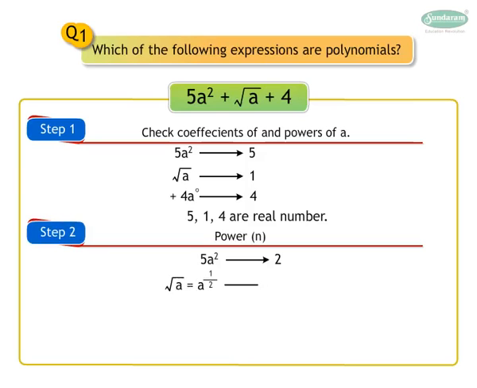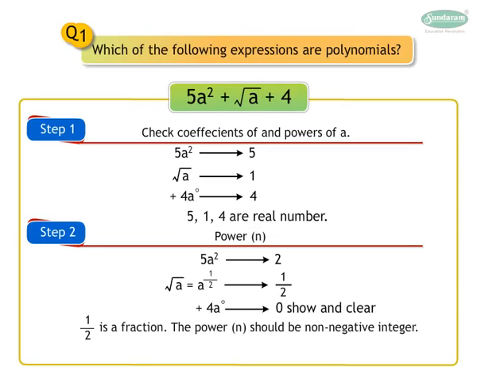Now, root a is raised to the power half. The power of a raised to 0 is 0. So, 1 upon 2 is not a non-negative integer. It is a fraction, so second condition is not satisfied. So it is not a polynomial.